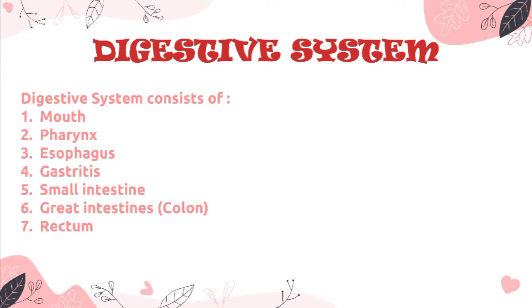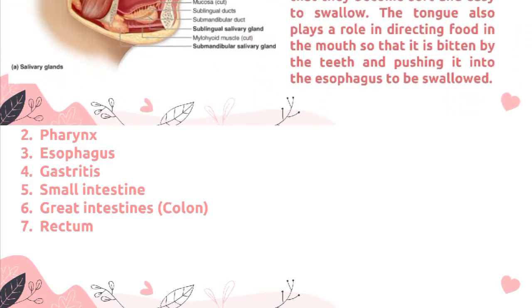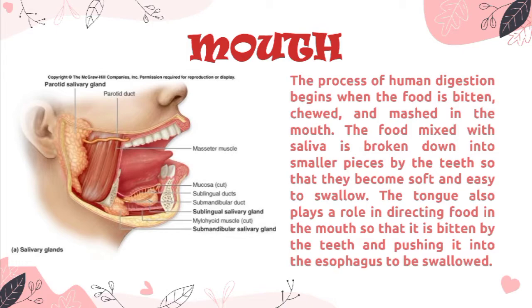Here I will explain about the digestive system. The first part is the mouth. The process of human digestion begins when food is eaten, chewed, and crushed in the mouth.